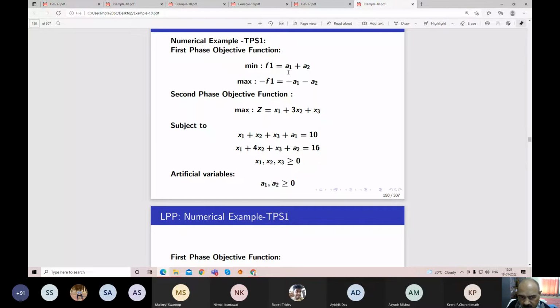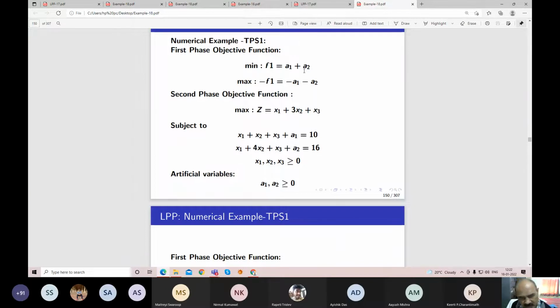Now there is a question for you. What is the minimum value of a1 plus a2? Zero. Because a1 is greater than or equal to 0 and a2 is greater than or equal to 0, so their sum, since we want to minimize, the least value of a1 plus a2 is 0.